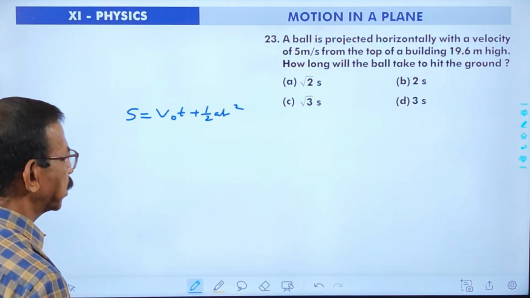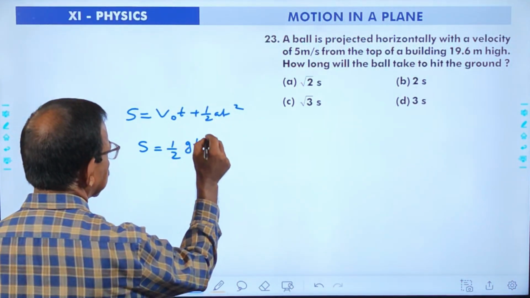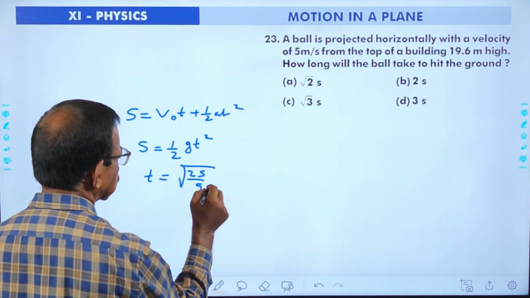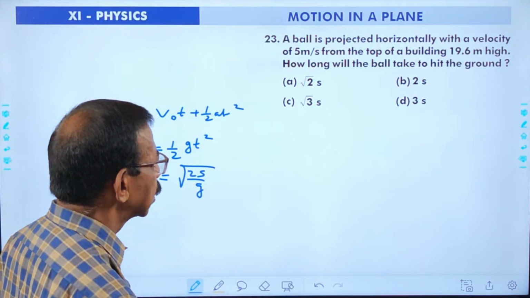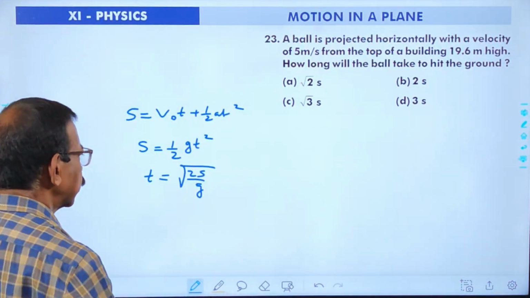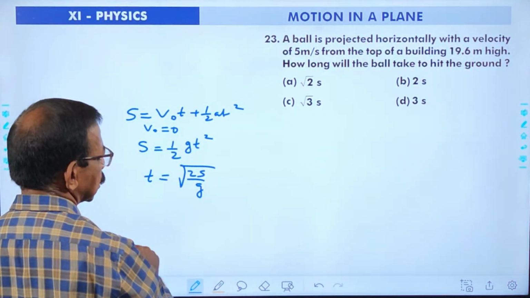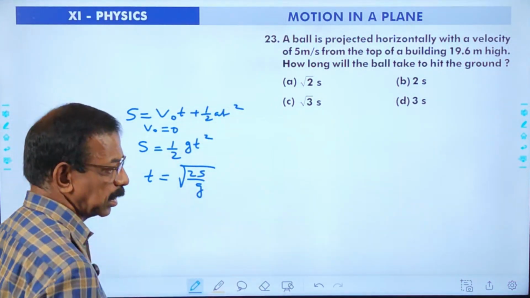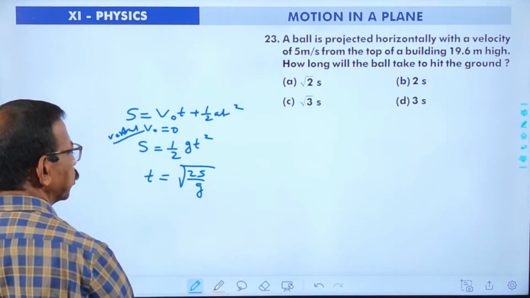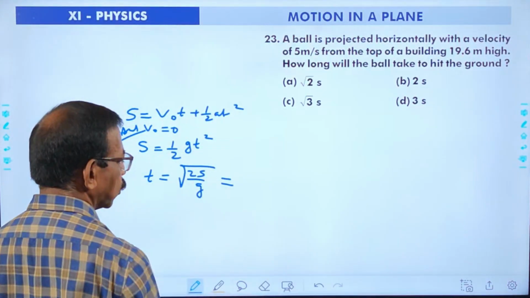Here, for the time taken to reach the ground, S equals half into g t square. That is, t equals root of 2S by g. Here it is projected horizontally with a velocity of 5 meter per second, so the initial vertical velocity is 0, and we may consider only the vertical motion. For vertical motion, the initial velocity is 0, and a equals g for free fall.